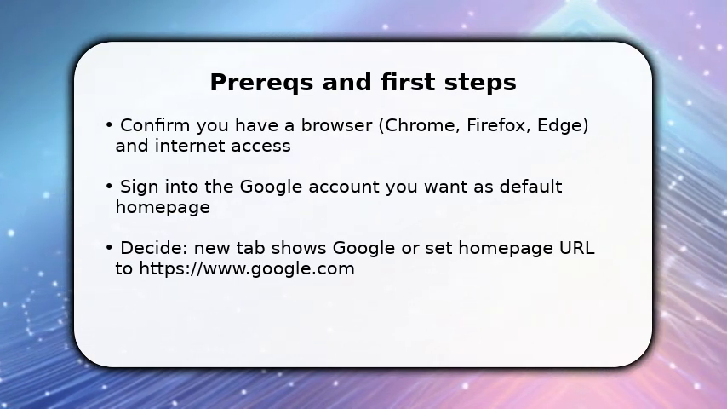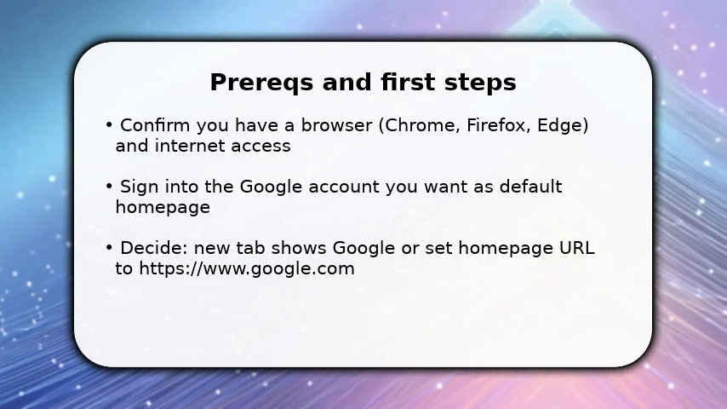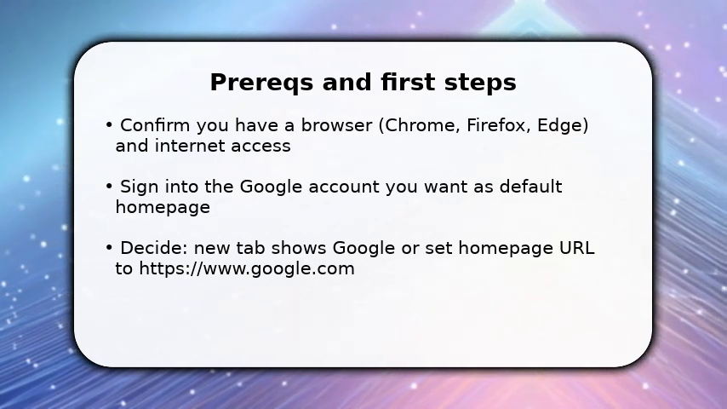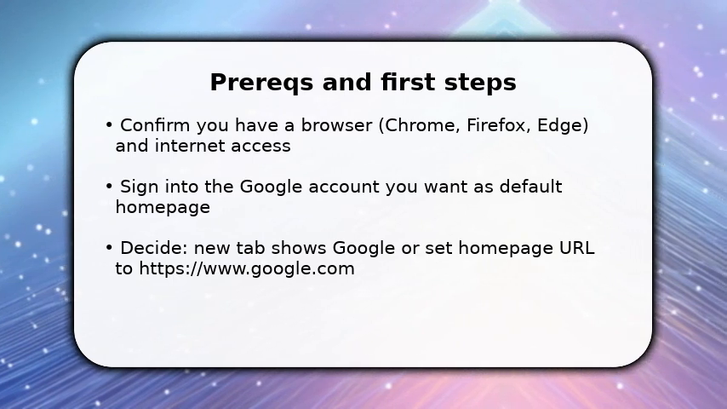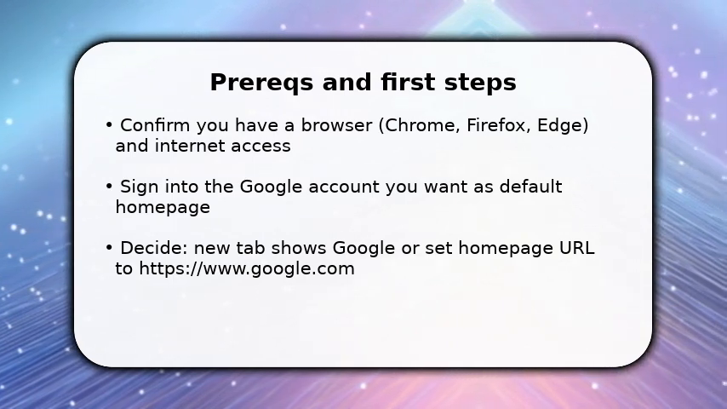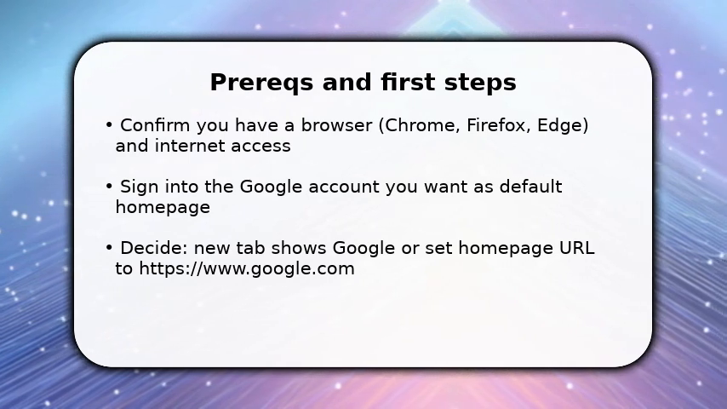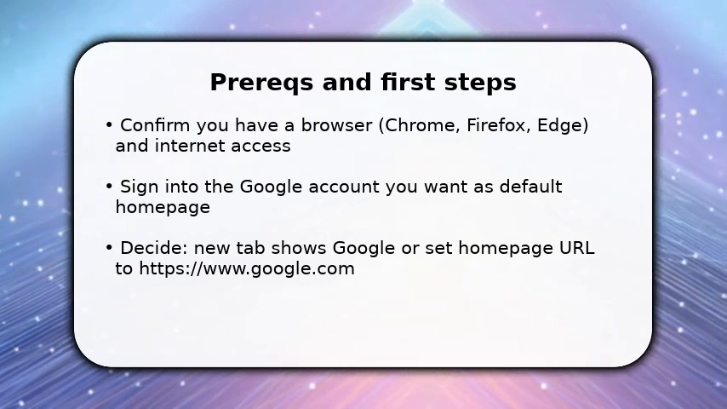Next, locate the Appearance or Startup section. This is where the change happens. Don't pause, go into Settings and keep this window open while you follow the next steps. Now you configure the browser so Google appears every time.